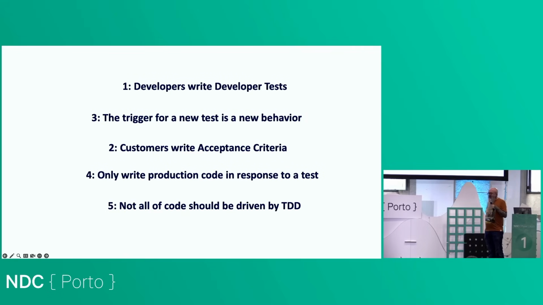You only write production code in response to a test, right? But not all of the code should be driven by TDD. So where we want to get production code under TDD control, we use TDD to do it. Where we don't think that's the right model, right?